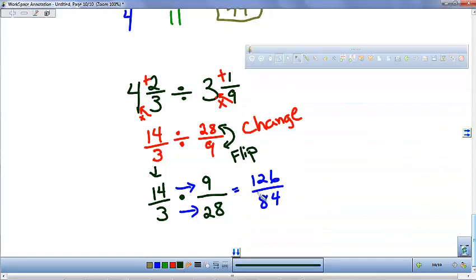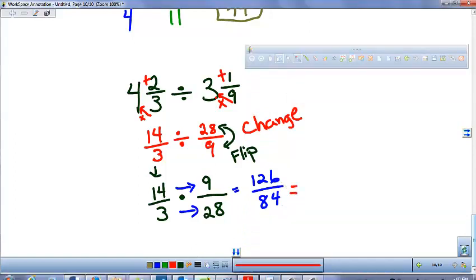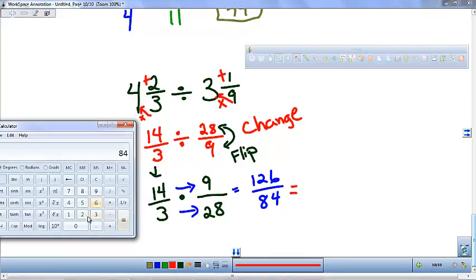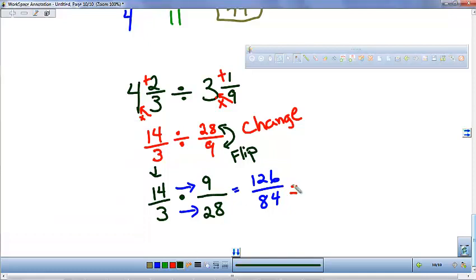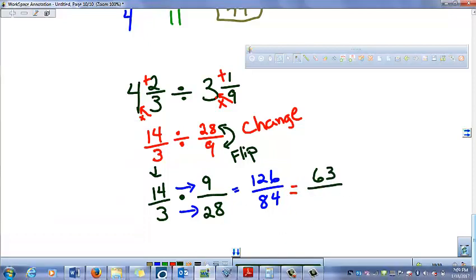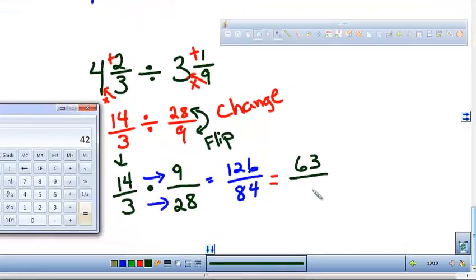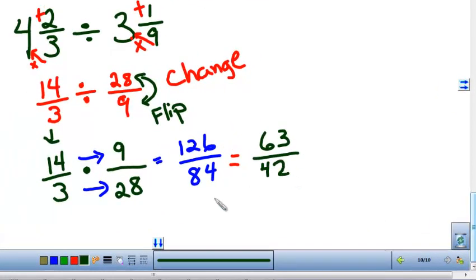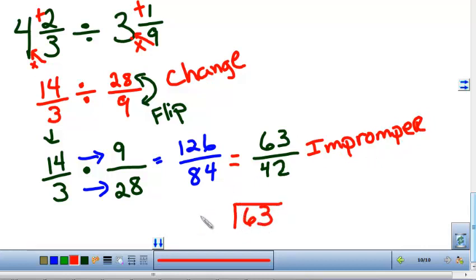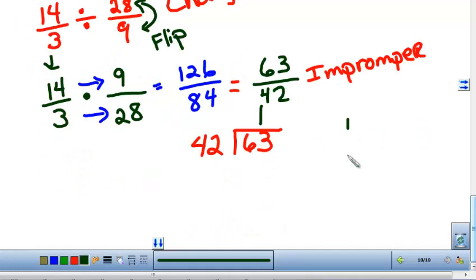Okay. I think I can simplify. So let's get the calculator back up here. 126 divided by 2 is 63. So 63 over 84 divided by 2, that's 42. Okay. But this is improper. So what you need to do then is you need to take 63 divided by 42. And it goes in there 1. So that's my whole number.